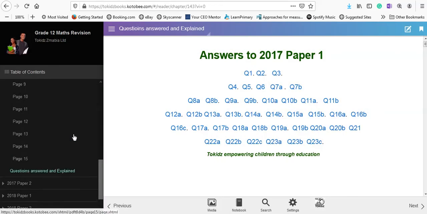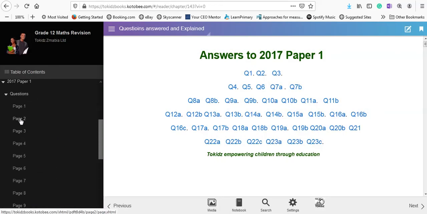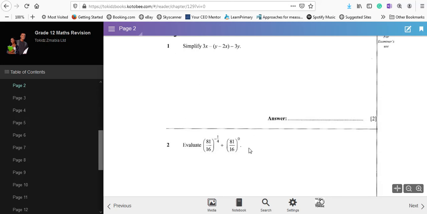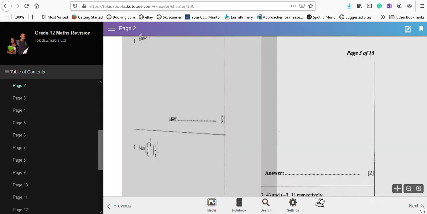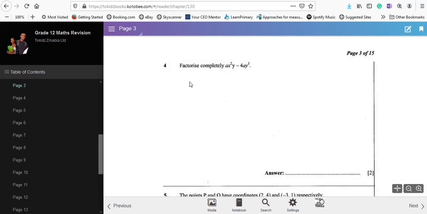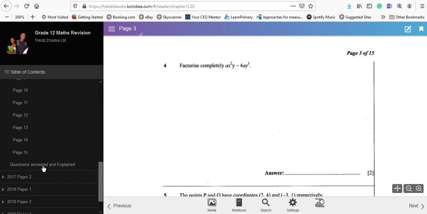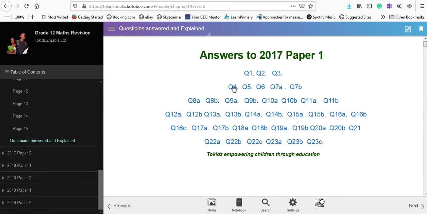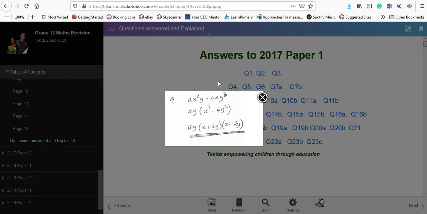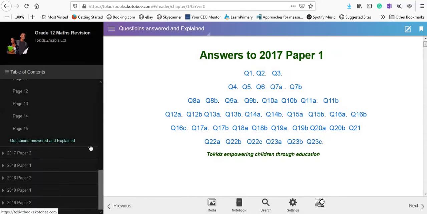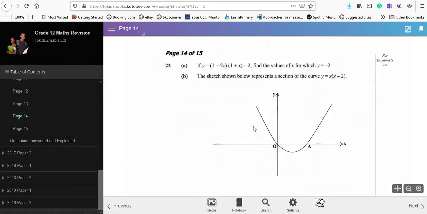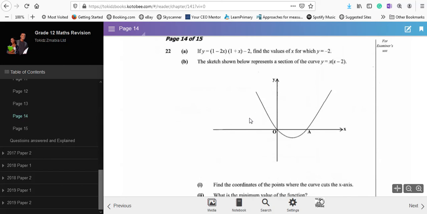And let's pick another question just to illustrate. Let's flip to question 3, and that is factorization. We look at that, we go to question 4, and there it shows you how to factorize. And let's go to a more complicated one, like we are looking at number 22a and b.